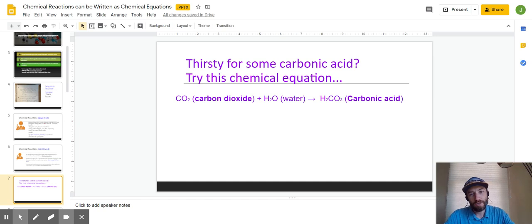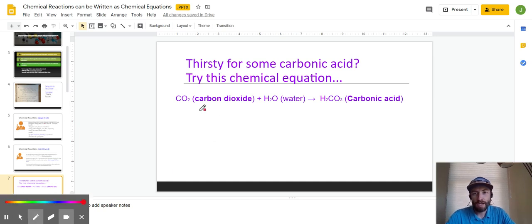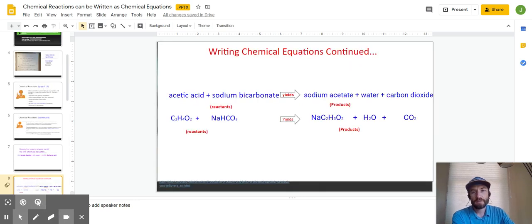And it's a very simple chemical reaction with your reactants on this side. CO2 reacts with H2O to yield H2CO3, carbonic acid. And moving on to the next slide.